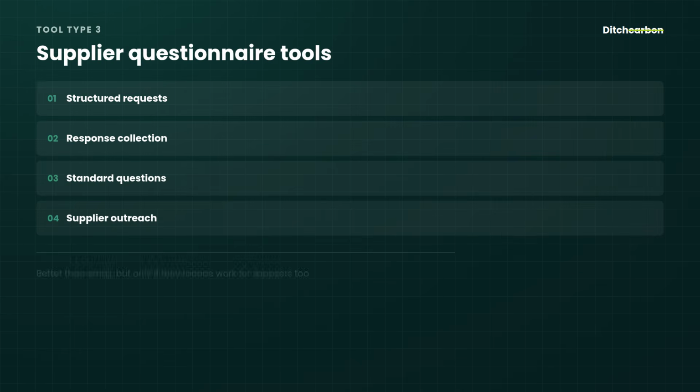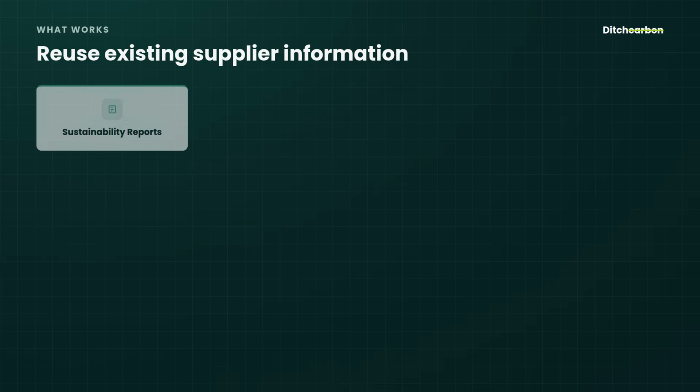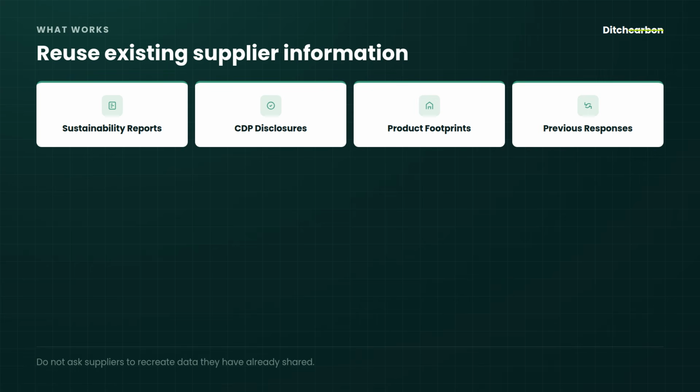The next category is supplier questionnaire tools. These are useful because they give you a structured way to send requests and collect responses, which is already better than managing everything through email. But there's another scaling problem here. What exactly are you asking suppliers to do? Imagine you're a supplier working with 30 major customers. One sends you a spreadsheet, another sends you a portal, another asks for a 30-question questionnaire, another wants product carbon footprints, another wants company-level emissions, and another wants the same information you already published in your own sustainability report. That's a lot of duplicated effort from the supplier's side.